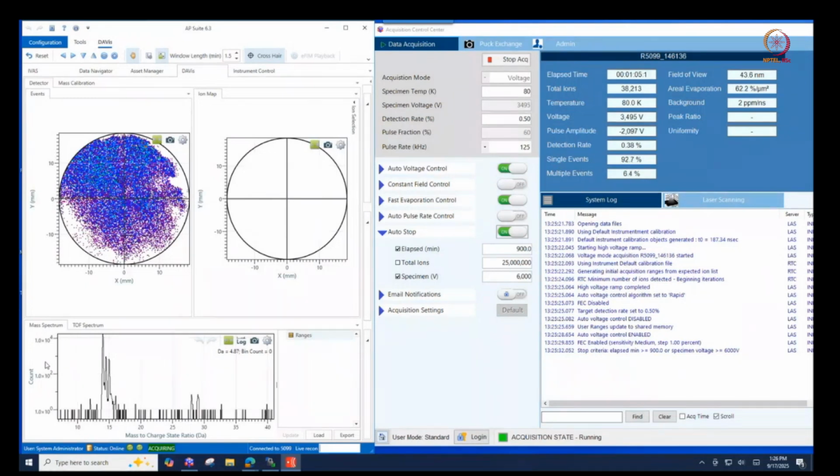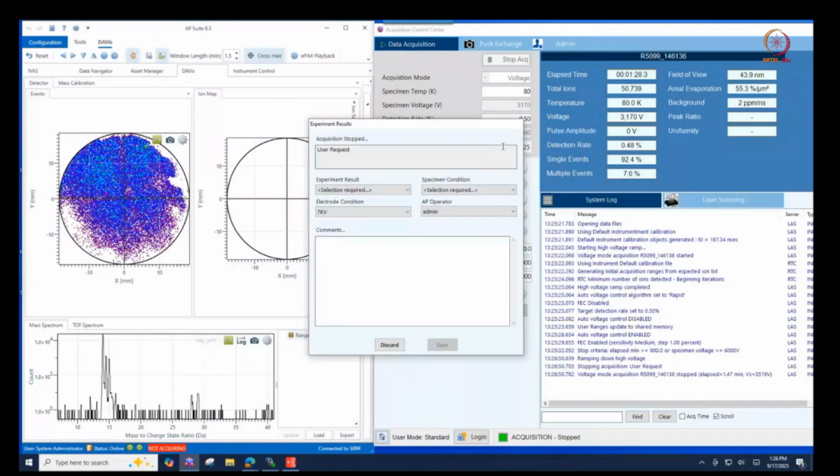As we increase the pulse fraction, we are seeing a better signal. We are seeing the background getting lesser, which means our data gets improved. Multiple events are getting less. Okay, let us stop this acquisition and further increase the pulse fraction to 80%.